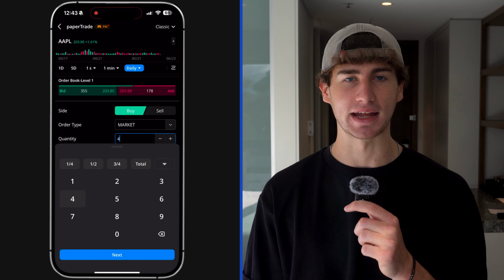At the bottom, you'll see the estimated order cost of about $815 and your available buying power. To submit, hit paper trade, and just like that, you've placed your first trade. At the top of the confirmation screen, it says filled, meaning we now own these shares and we can track our performance from our paper trading dashboard.